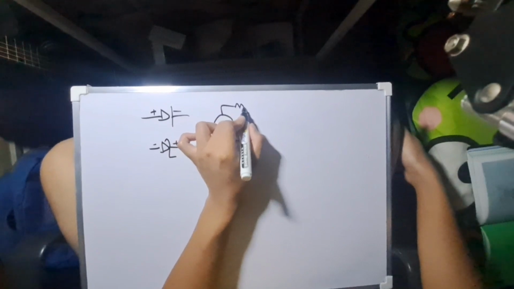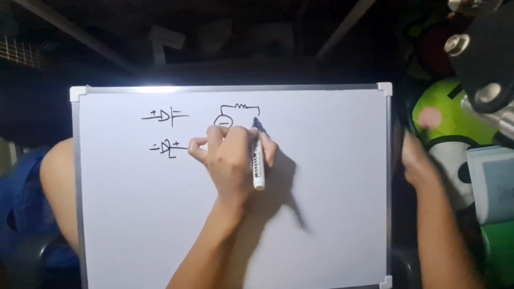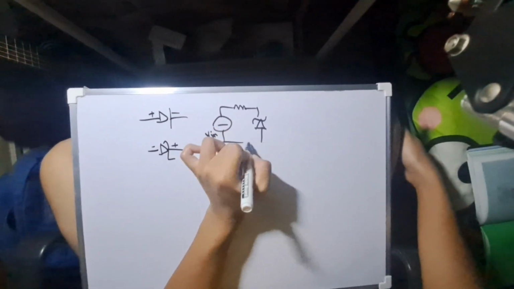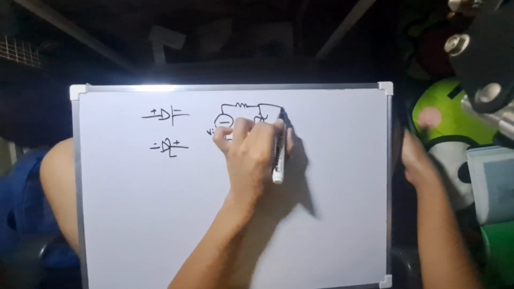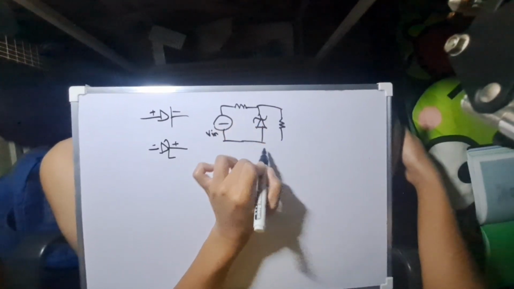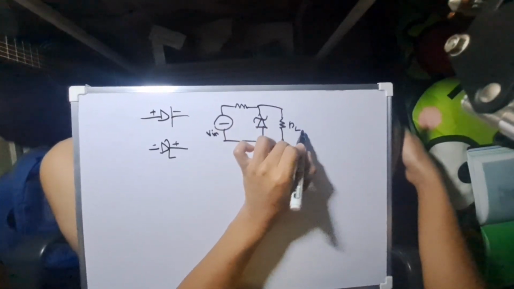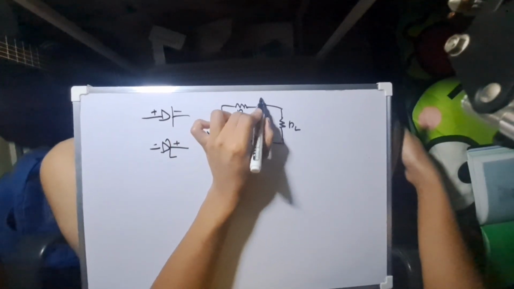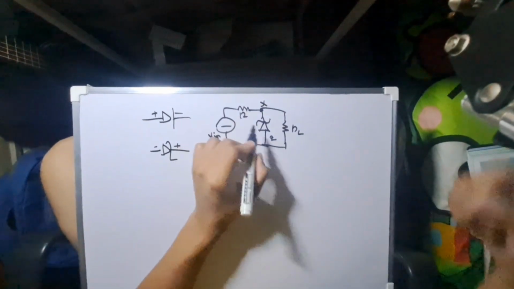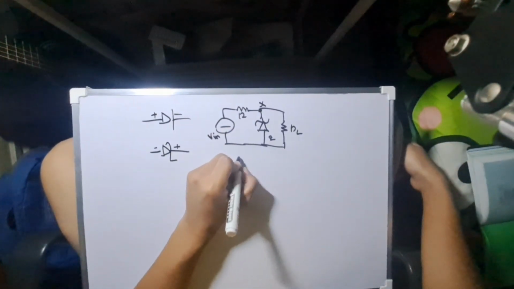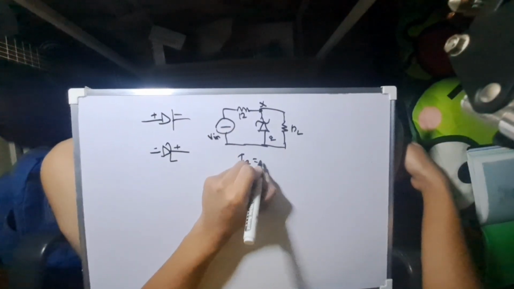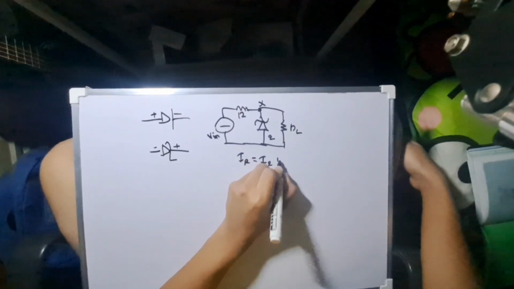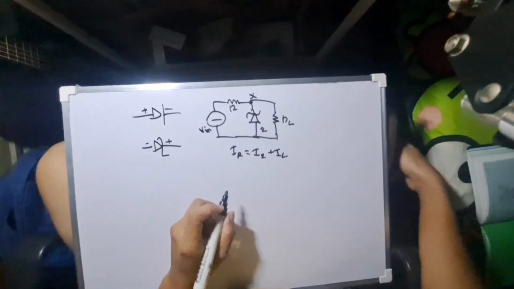Lagay tayo resistor dito to measure something. Then ang Zener natin. And let's have a load that is in parallel to our Zener, R load. So let's denote this part as X. So magkikibig-KCL tayo, we have IR is equals to IZ plus IL.